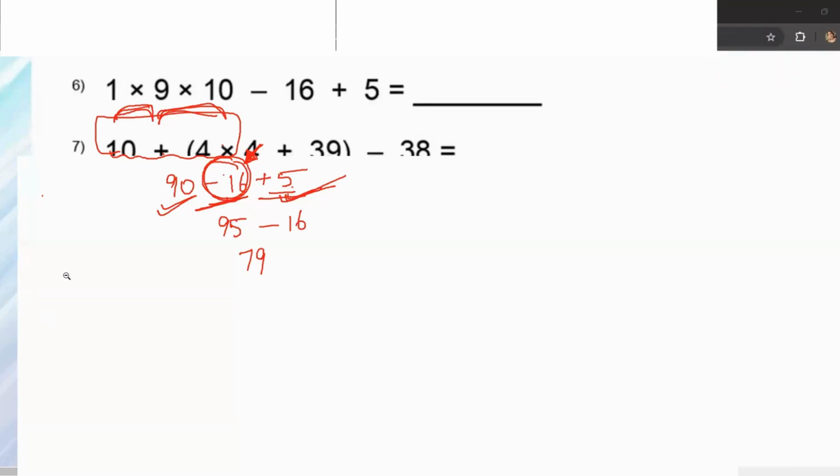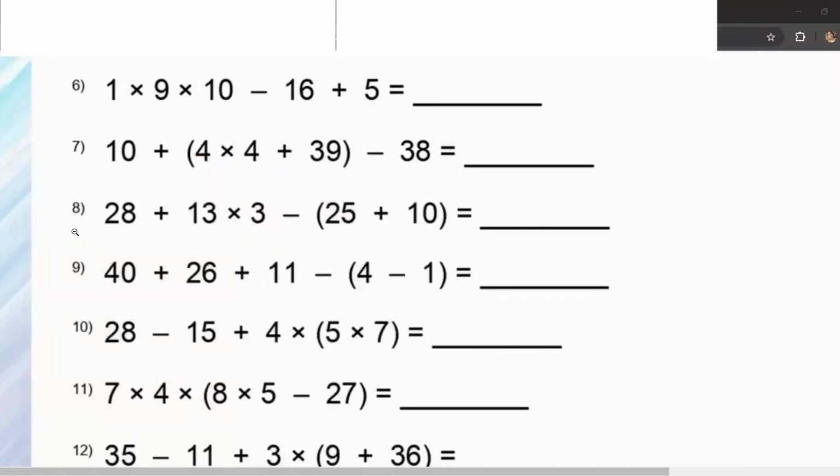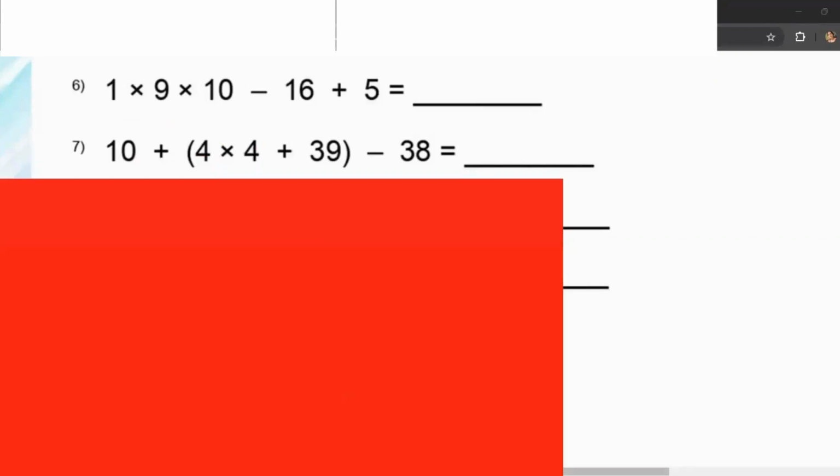Okay. So now I am discussing the 7th part. This is 10 plus 4 times 4 plus 39 minus 38. So obviously in the brackets also you will multiply things first. So 10 plus 4 fours are 16 plus 39 minus 38. And now you will add these two so as to open this bracket. 10 plus 16 times 16 plus 39 is what?